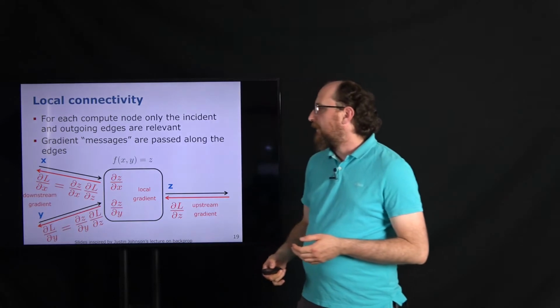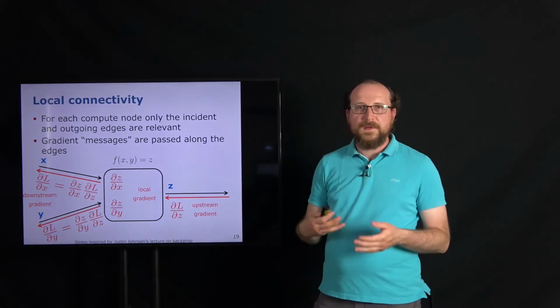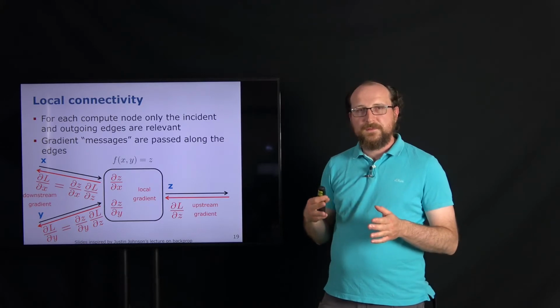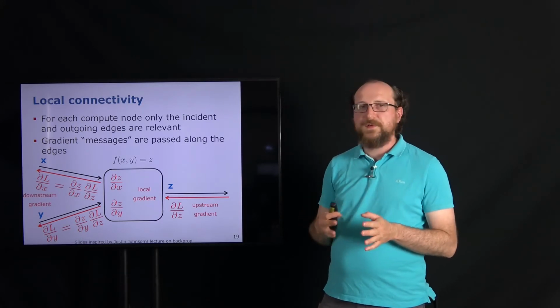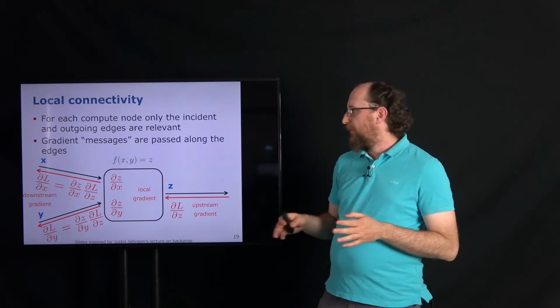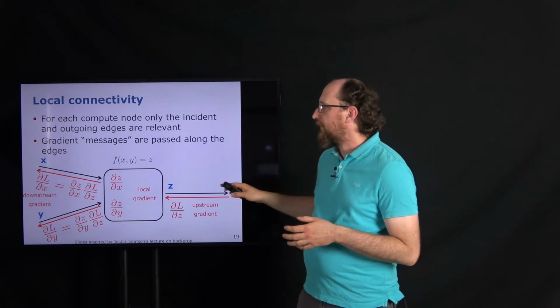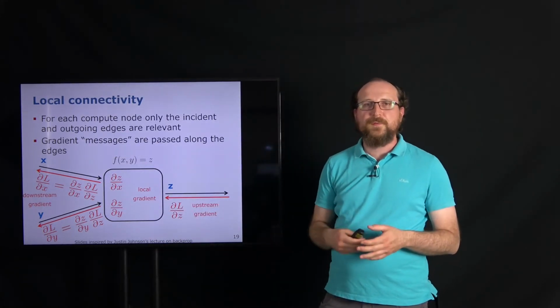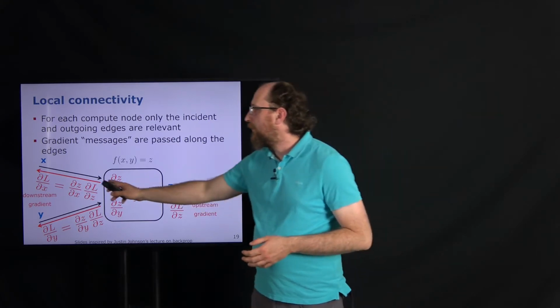This is happening all over the graph, and the interesting part is that this is a very local thing. No matter what happens here and what happens downstream in the graph, this does not influence at all how we compute the gradients here.